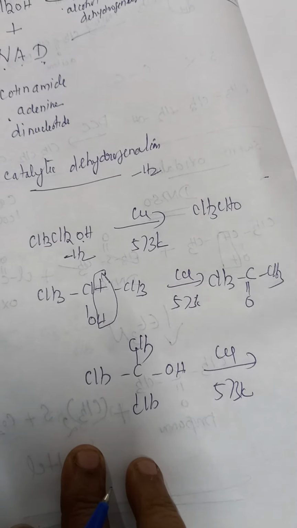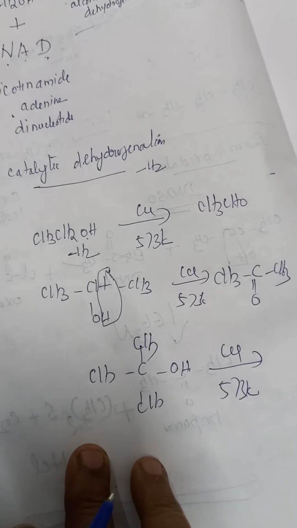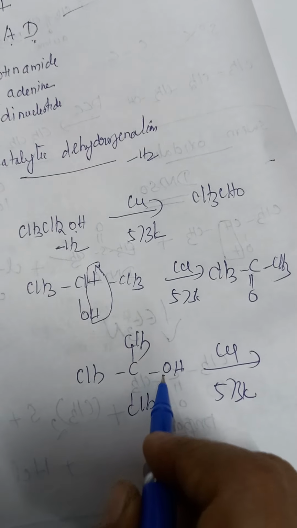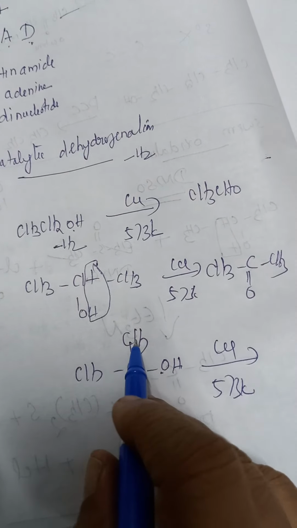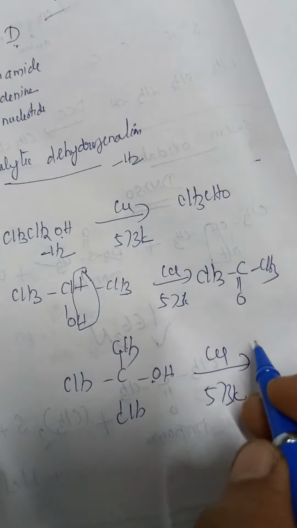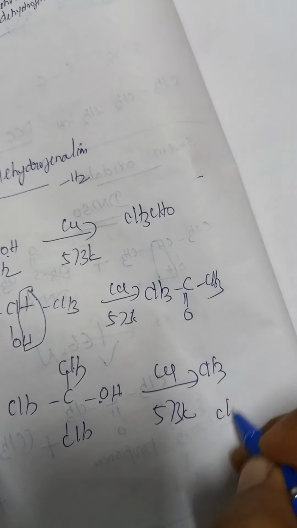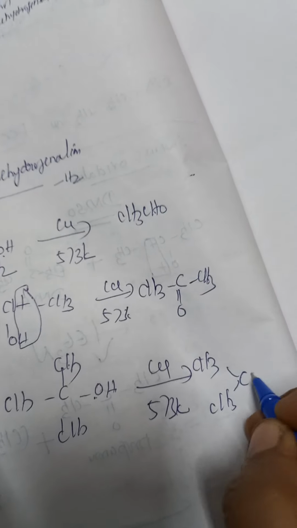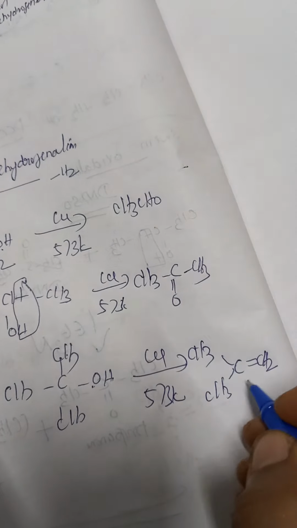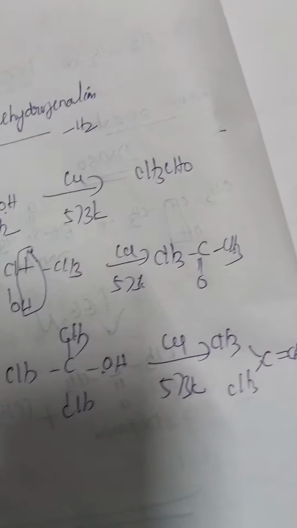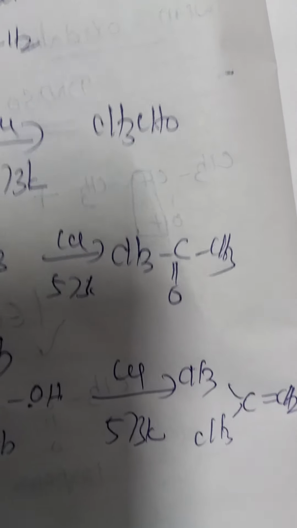Here a water molecule is removed, that is one OH, and from any one of the three alkyl groups a hydrogen is removed. So what is the product? CH3, C double bond CH2, 2-methylpropene. This is one of the oxidation reactions.